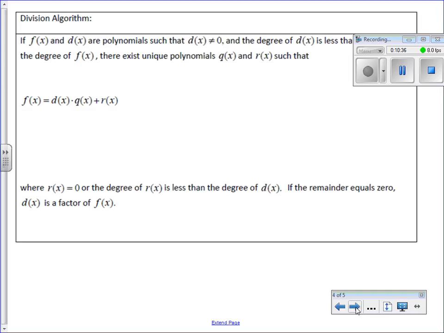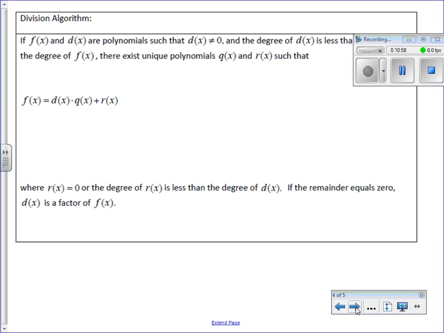If f of x and d of x are polynomials such that d of x does not equal 0, I'm going to stop. F of x and d of x, what the heck is that? It's notation. It's just a way of naming a polynomial. Like I'm going to call this polynomial red, and I'm going to call this one blue. I'm going to call this one f of x, and this one d of x.